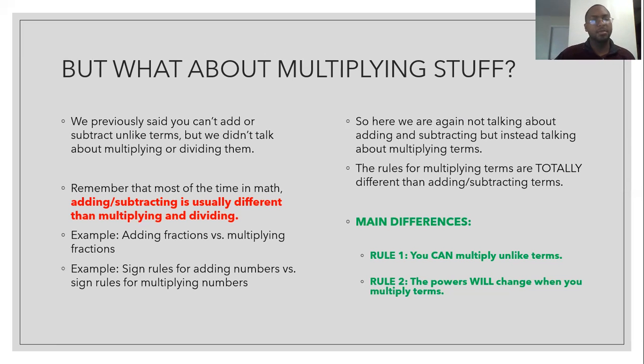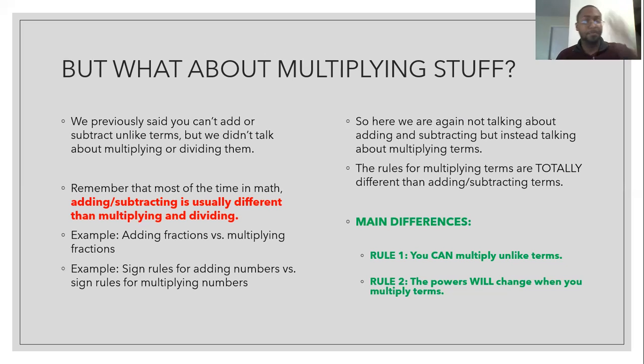If I look at two numbers and go, okay, I'm adding these numbers together, how do I add two numbers together? Okay, I do these rules. But if I'm multiplying two numbers together, that's a totally different set of rules. So I have to make sure and go, okay, this is adding, this is multiplying. They're totally different.